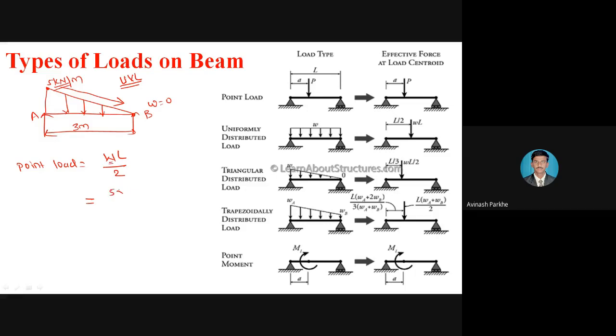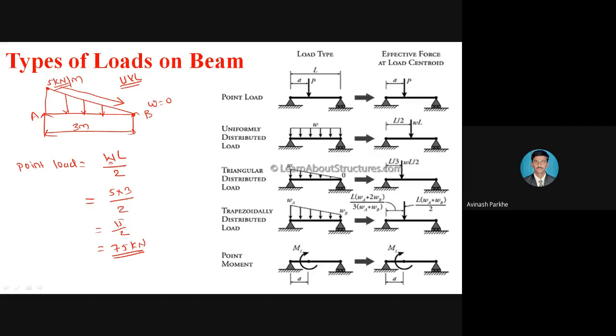So what is the value of UVL? 5. What is the length of this beam? 3. So 5 into 3 divided by 2, so 15 divided by 2 means 7.5 kilonewton. This 7.5 kilonewton represents the UVL converted into the point load. So please keep in mind, if we are converting the UDL into point load, the formula is W into length. And if we are converting the UVL into point load, the formula is W into L divided by 2.